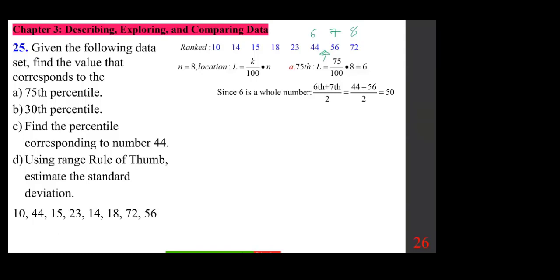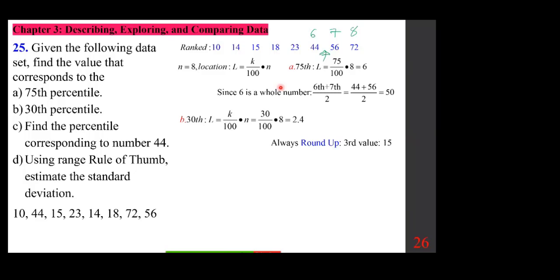Now, using the same strategy, when we say 30th, that means 0.3 times n. I don't want you to worry about the formula that is used, L equals k over 100 times n. Where do they come up with that? It's just 0.30 times n. Now 2.4 means the 2.4th number. Normally, statisticians round up to the third number: 1, 2, the third one is 15. Again, this is not the only method that everybody uses, but this is one method.